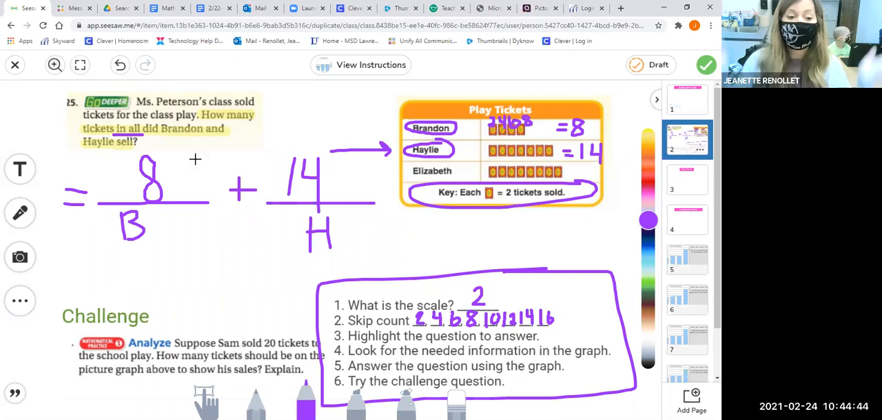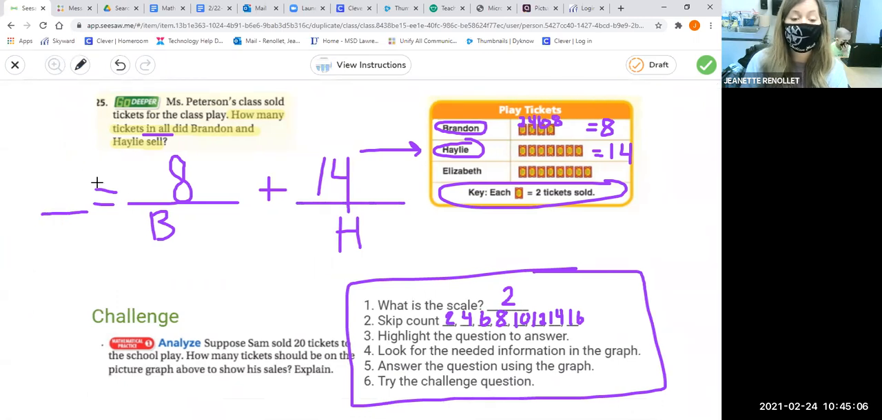Our question says, how many tickets in all did Brandon and Haley sell? So we can combine them to see how many in all. 14 plus 8, you can write the sum. Go ahead and finish it on your own. Write the sum to show how many tickets in all Brandon and Haley sold.